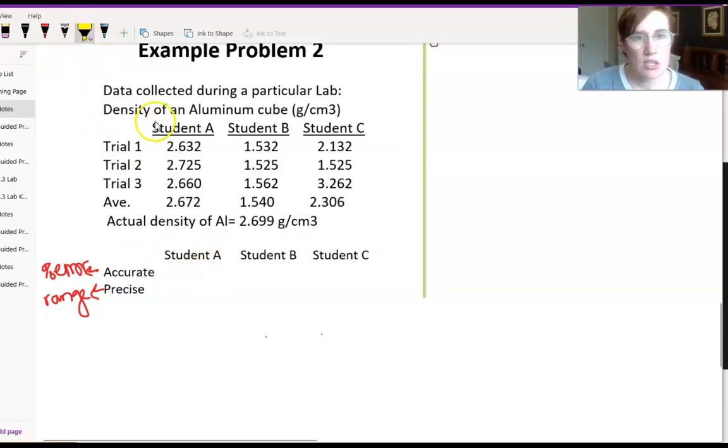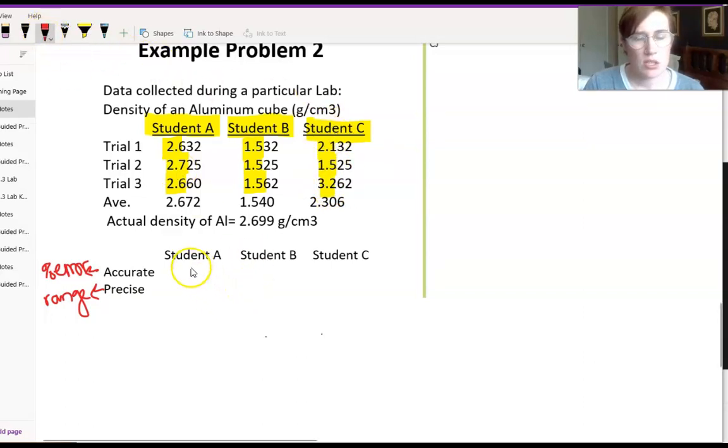Okay, first, let's look at student A. Student A has three trials: 2.6, 2.7, and 2.6 again. Those data points are pretty close. Let's look at student B. Student B has 1.5, 1.5, and 1.5. Those are very close. And student C has 2.1, 1.5, and 3.2. So I would say those are imprecise data.